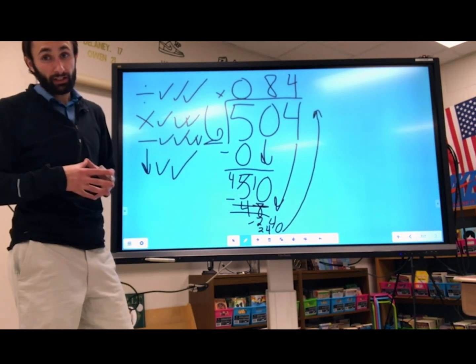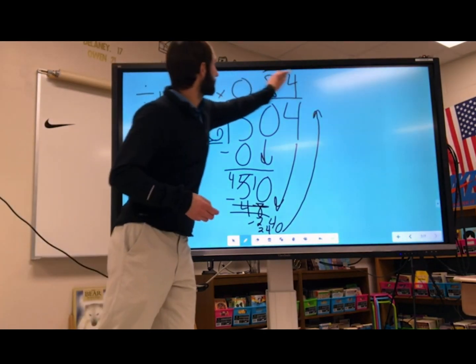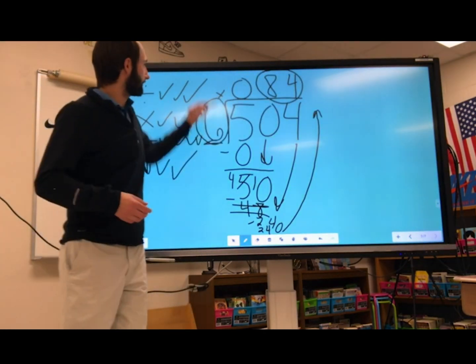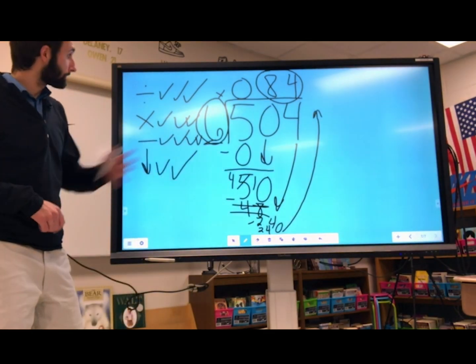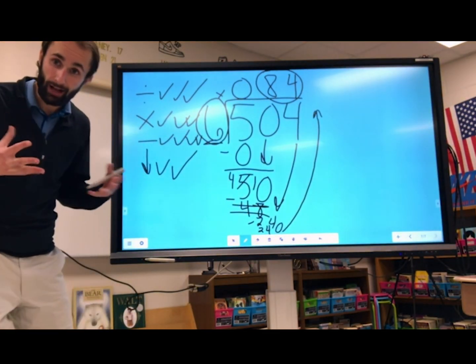If we would like to check our answer, simple thing to do would be to multiply your quotient by your divisor, or a dog in our case, and you should get your dividend, or the house.